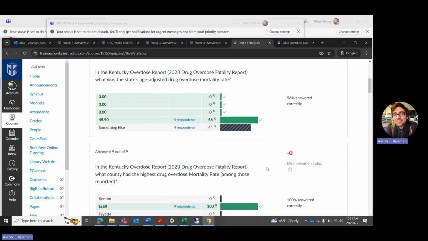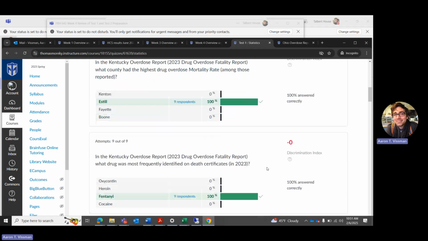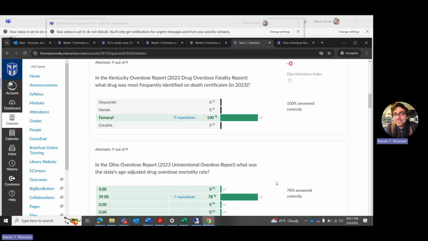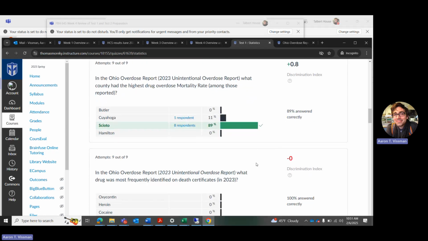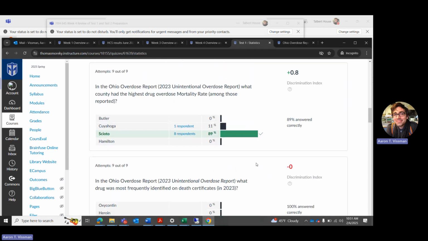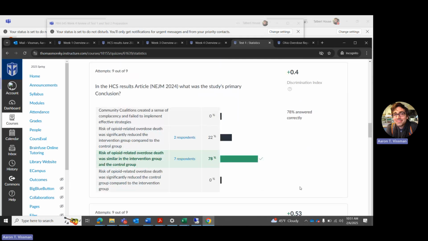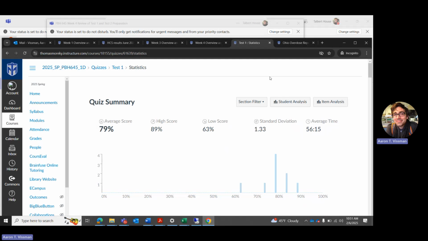Some of the other questions in this test came from the Healing Communities articles that you were assigned, but a fair number of these questions basically forced you to open up the overdose fatality reports from Kentucky and Ohio that were posted, or in some cases, you could probably just ask ChatGPT the answers or another AI the answers, and they may come up with them. But I think looking through the reports is a really important way to understand how the states report out to the public what their statistics and trends are looking like.